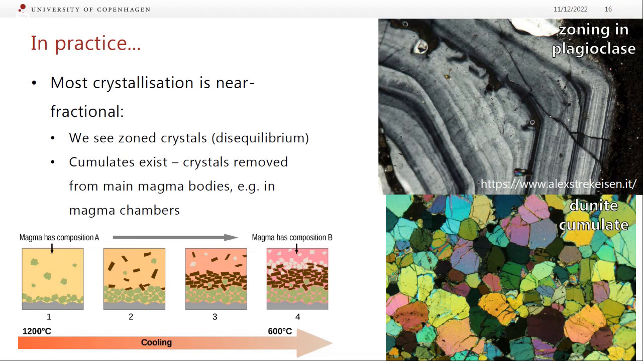We also see cumulates, say, like a dunite cumulate, and this cannot be in equilibrium with something like basalt by the time it crystallizes, because by the time you finish crystallizing the basalt, you've also crystallized plagioclase and clinopyroxene and all these other things. But we see this as just a pure olivine cumulate, so that's been dropped out, maybe bottom of a magma chamber or something, and it's been removed from the liquid. So there are exceptions, but most crystallization is going to be near fractional.